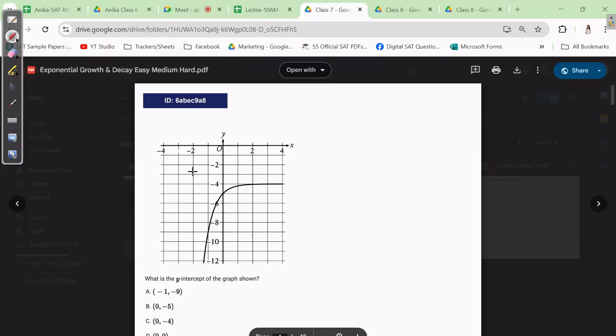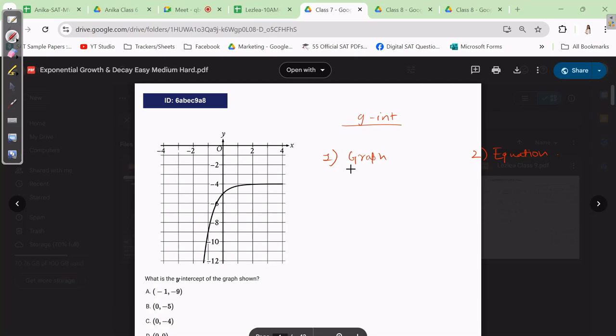which is what is the y-intercept. Now you should know how to find out the y-intercept in two cases. First case, if the graph is given, and second case, if the equation is given. So when the graph is given, it's very easy. Can you guess what is the y-intercept of this graph?